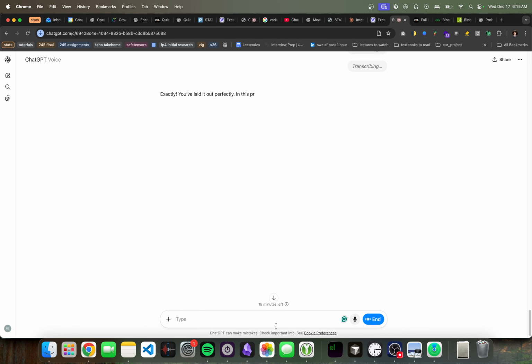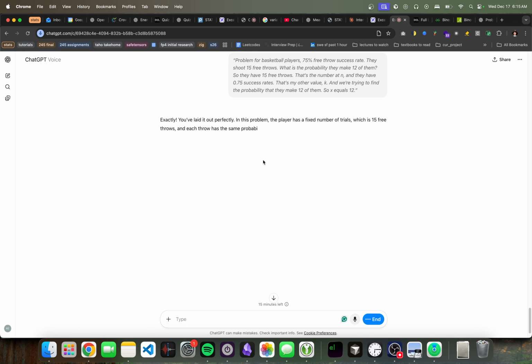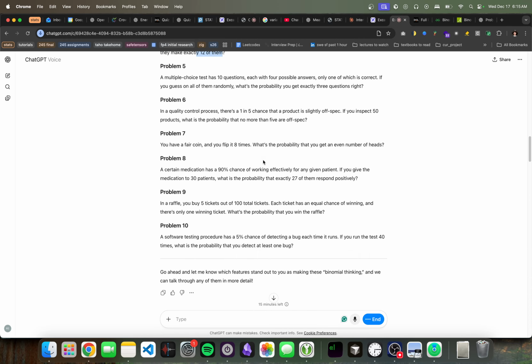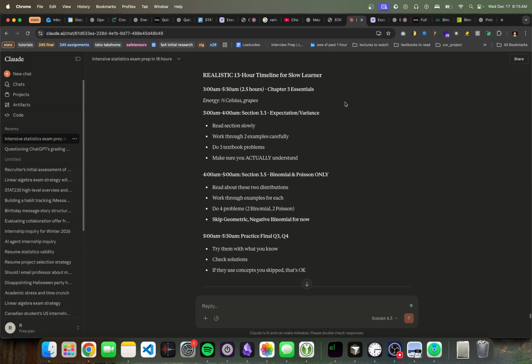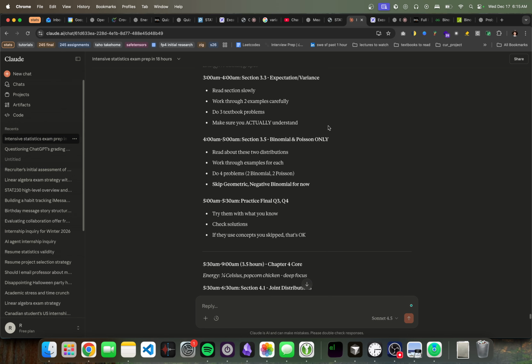Exactly. You've laid it out perfectly. In this problem, the player has a fixed number of trials, which is 15 free throws, and each throw has the same probability of success, which is 0.75. You're looking for the probability that they succeed exactly 12 times out of those 15 attempts. So this is once again a binomial scenario. You'd say x follows a binomial distribution with n equal to 15 and p equal to 0.75.